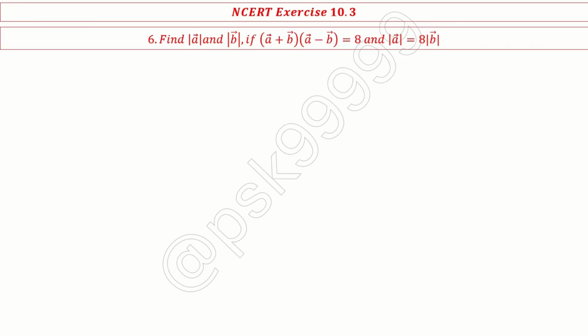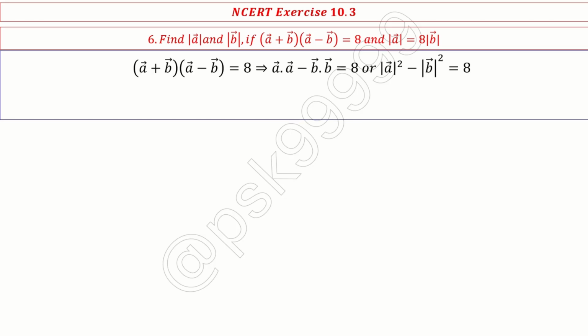Next, find the magnitude of vector a and the magnitude of vector b if (a plus b) dot (a minus b) equals 8 and the magnitude of a equals 8 times the magnitude of b. This is simple, we substitute into the equations. (a plus b) dot (a minus b) is nothing but a square minus b square, as it is the scalar product. So you will have the magnitude square of vector a minus the magnitude square of vector b, which is equal to 8. This is your first equation.